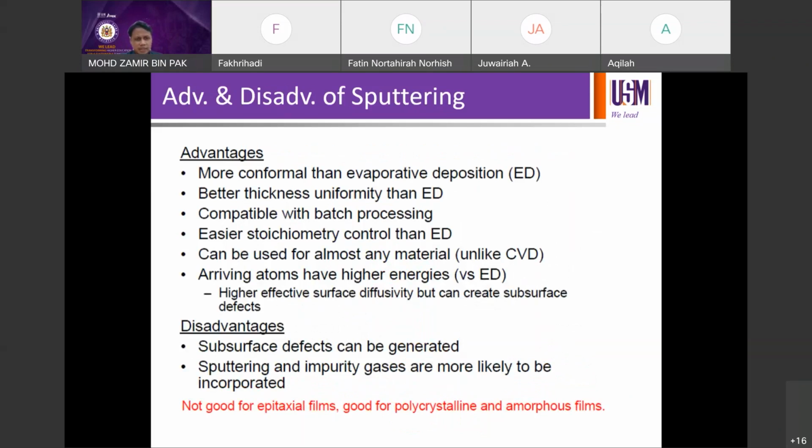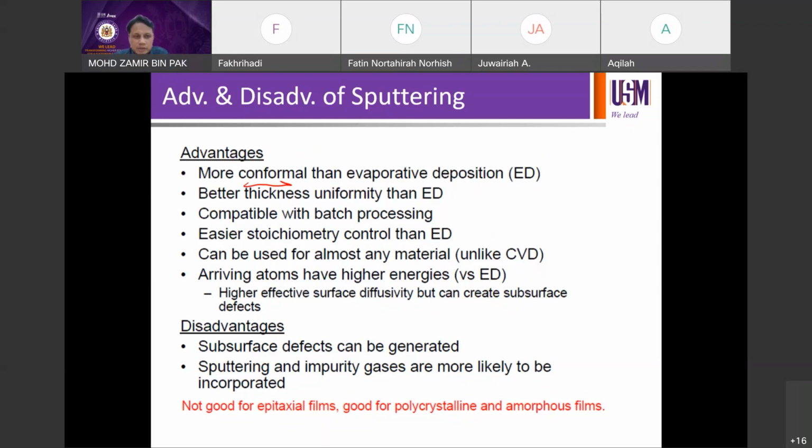So advantages and disadvantages of sputtering. Sputtering is more conformal than the evaporation process. We talked about conformality and directionality yesterday, right? The most omnidirectional is CVD, the most highly directional is evaporation, right? Sputtering is always in the middle. So film uniformity is more conformal than evaporation, but it's less conformal if you compare to CVD, right?